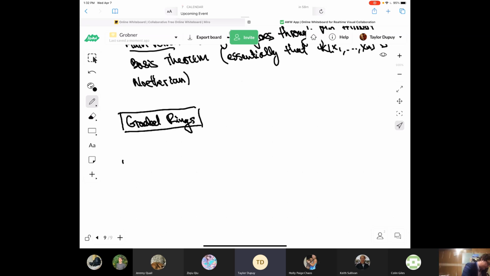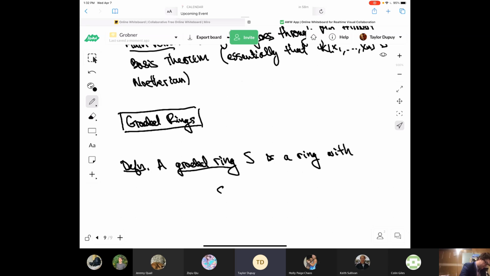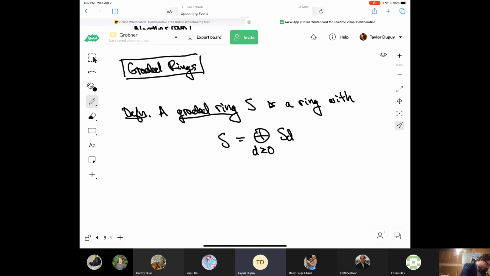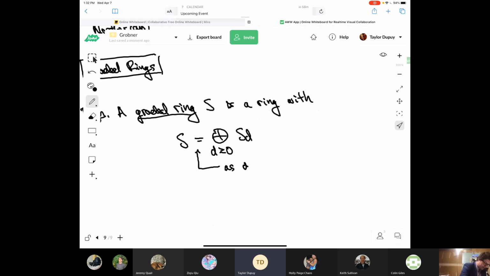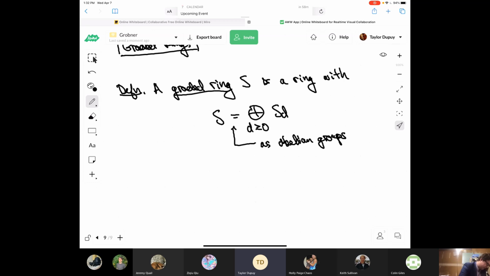Okay, so what's a graded ring? So, definition. A graded ring S is a ring with a direct sum decomposition, S equals the direct sum over d greater than or equal to 0 of S_d, such that this decomposition is as abelian groups, and such that S_d S_e is a subset of S_{d+e}. Okay, so that's what a graded ring is.